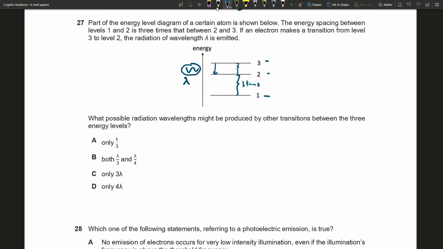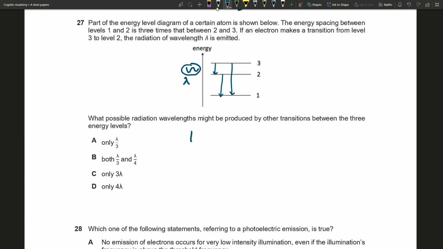So let's first identify what other transitions other than 3 to 2 there can be. Let me just erase this so we have space. Other than 3 to 2, remember that we also have 2 to 1. And even more importantly, because some of us might forget sometimes, we also have the energy jump from 3 to 1.